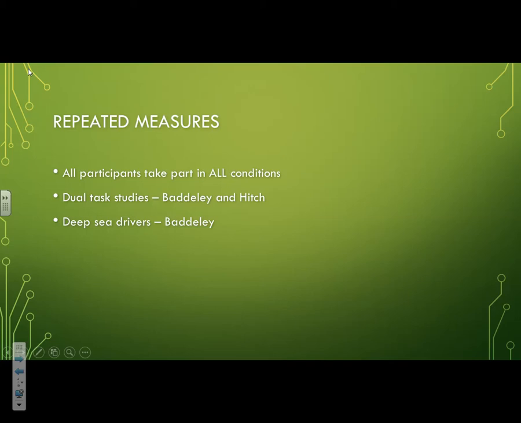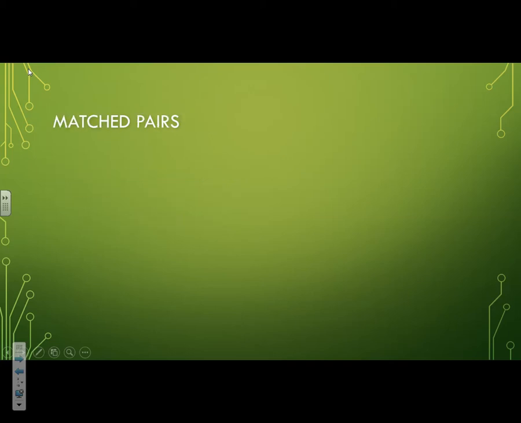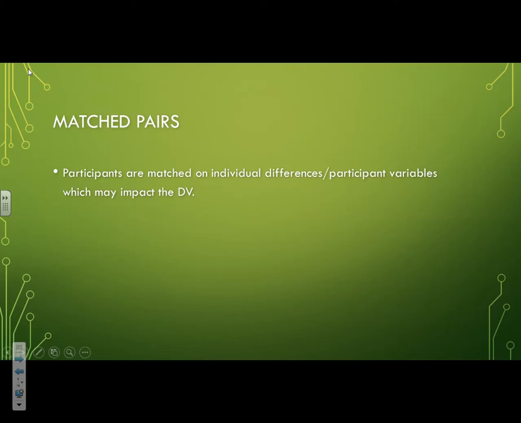So if there are 100 people, all 100 people would do condition 1 and condition 2. And then matched pairs. Participants are matched on individual differences and participant variables that may impact the DV. For example, if we were testing their ability on A levels, we might test their memory and their IQ, because they are both things that might influence the results.